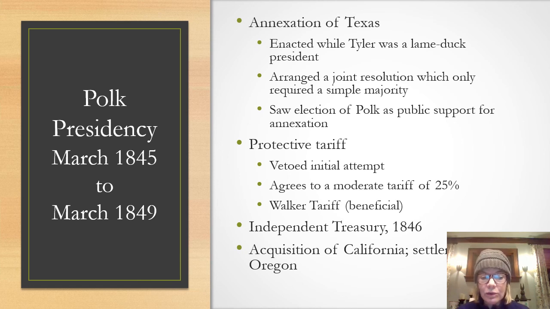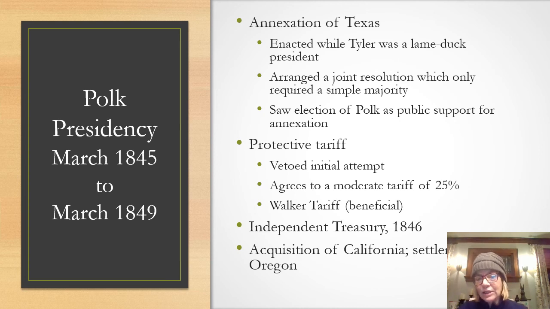Anyway, so Polk becomes president, and he's only 1 term. And he comes in and he says, here's what we're going to do. We're going to annex Texas. We're going to reduce the tariff. We're going to get an independent treasury. We're going to acquire California and Oregon. And that's what he does. And he's like, I did everything I came to do. I'm not going to run for president again. And he didn't. He was just 1 term.